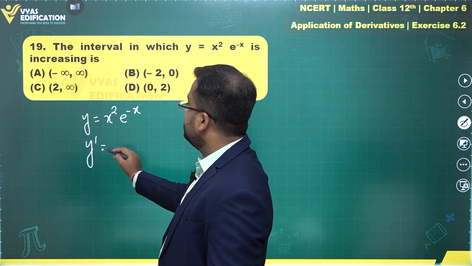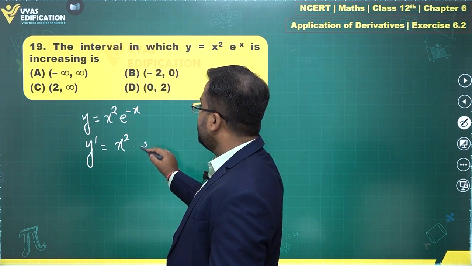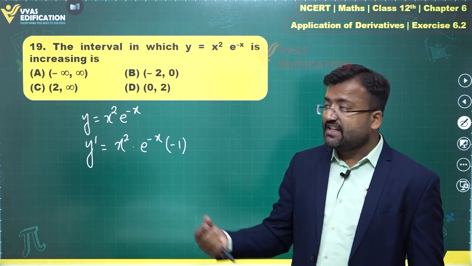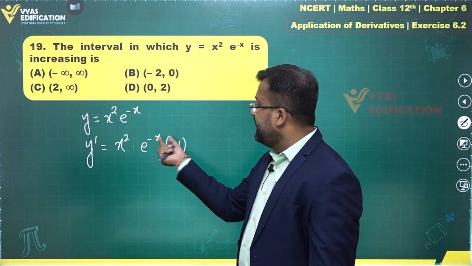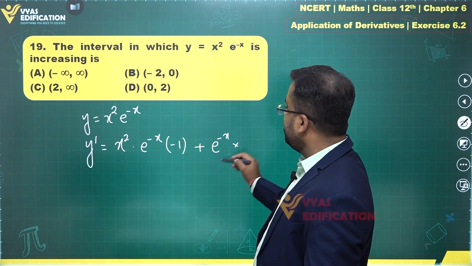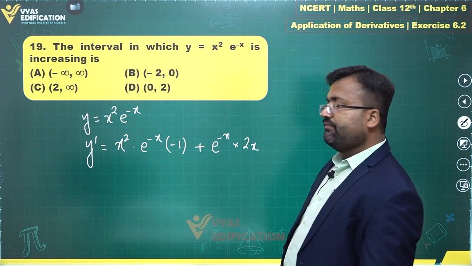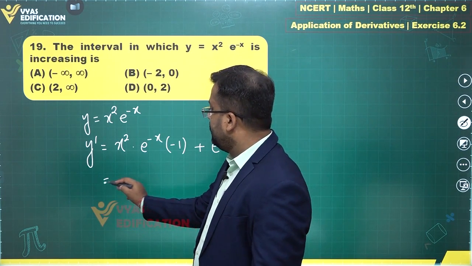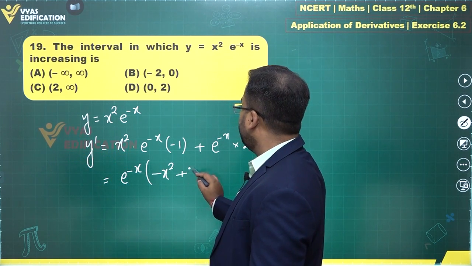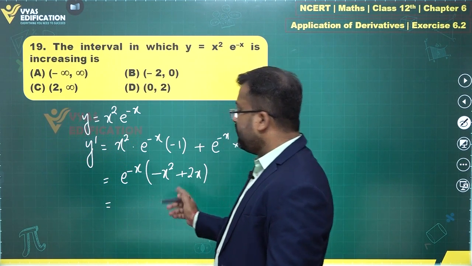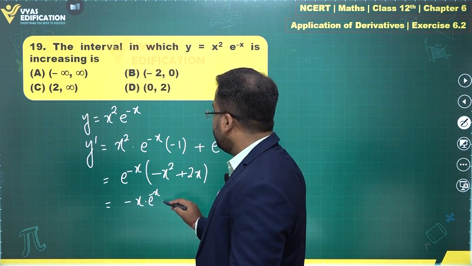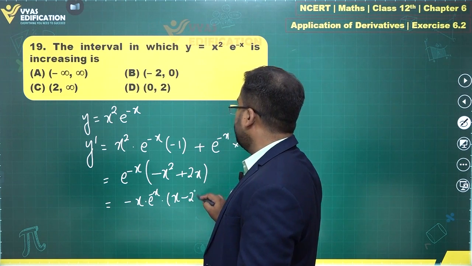So y' is equal to x², let it remain constant, times e^(−x), and since we want to apply the chain rule over here, the derivative of e^(−x) is e^(−x) times the derivative of −x, which is −1, plus e^(−x) will remain as it is times the derivative of x², which is 2x. Okay, so can I take out this e^(−x) common throughout? Yes. What I'll get is −x² + 2x. I can take out another −x common. So this becomes −x e^(−x) times (x − 2). Do you observe that carefully?